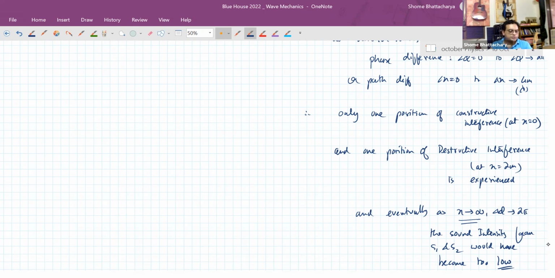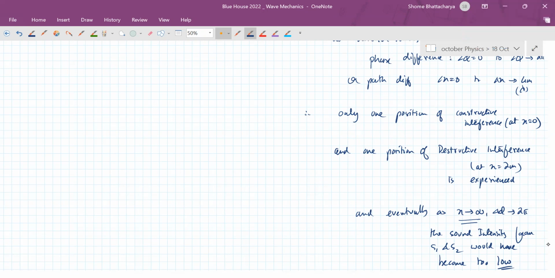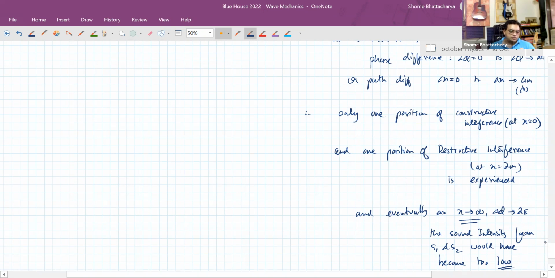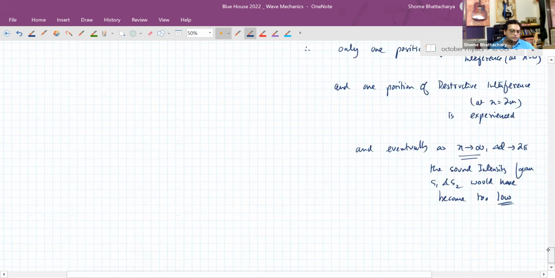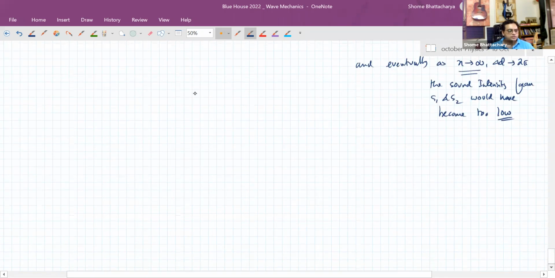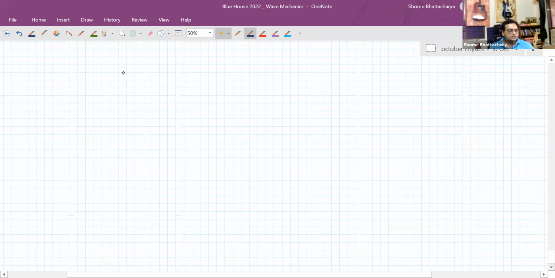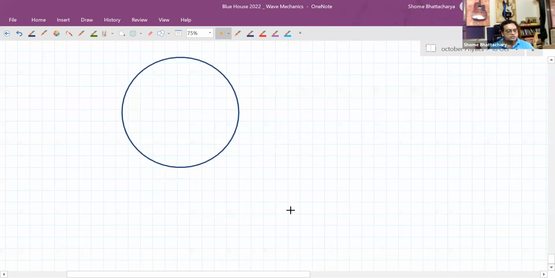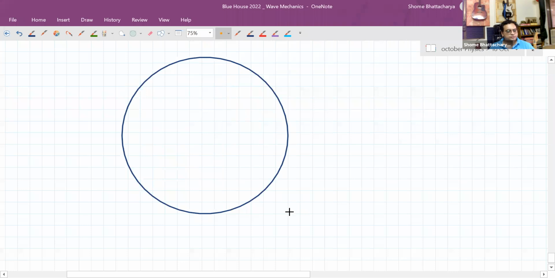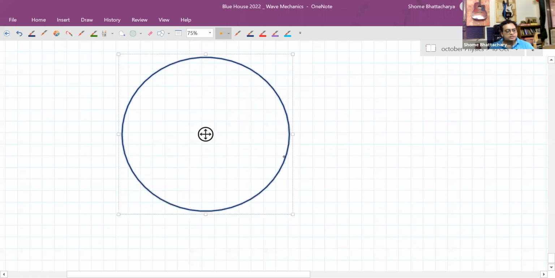Okay, so I hope this concept is clear to all of you. Now, another very common type of question of the same concept is that, instead of the detector going along a straight line, the detector is moving along a circular path. Let's say the detector is moving along a circular path like this.